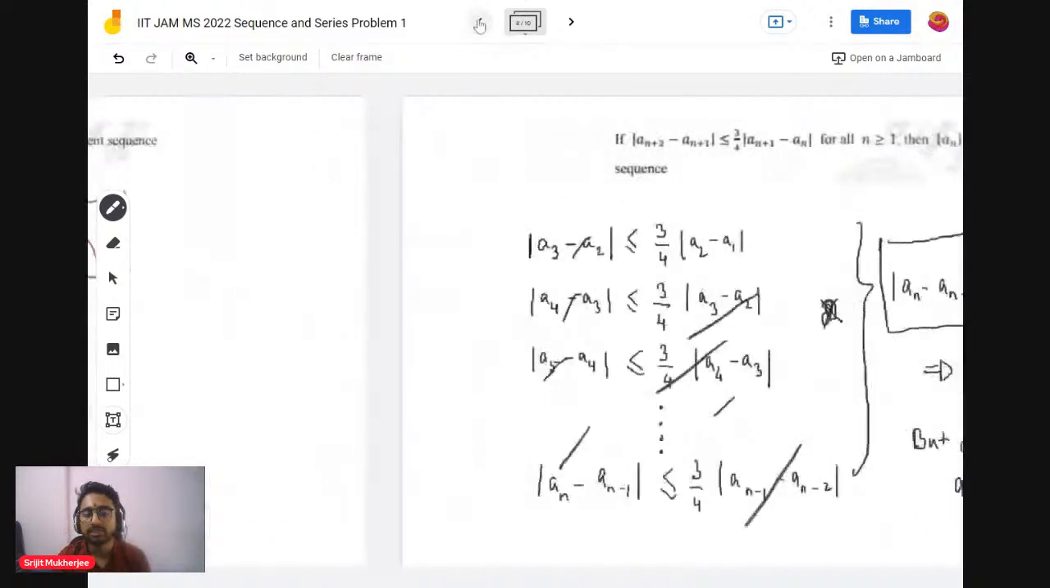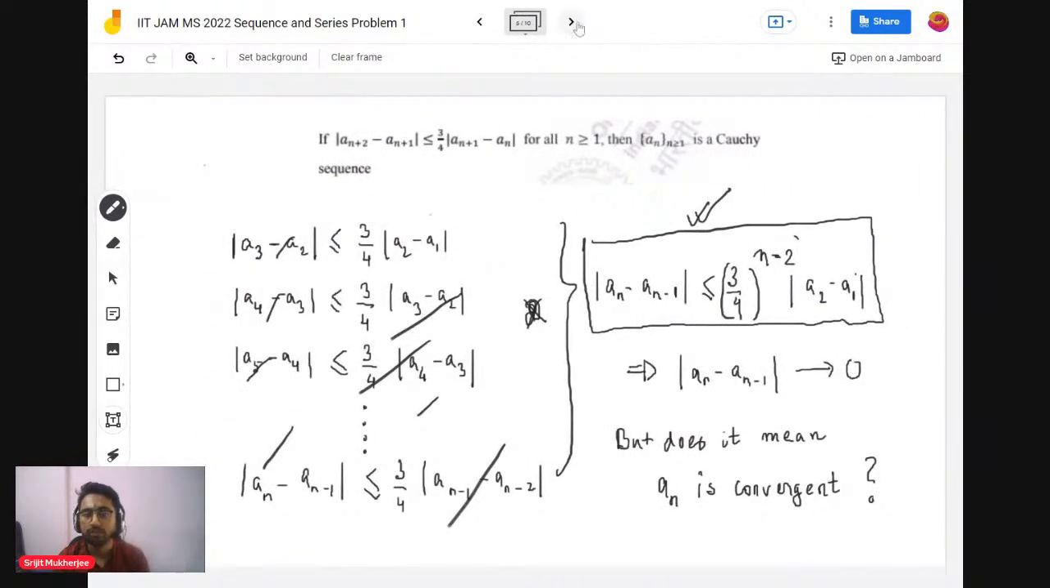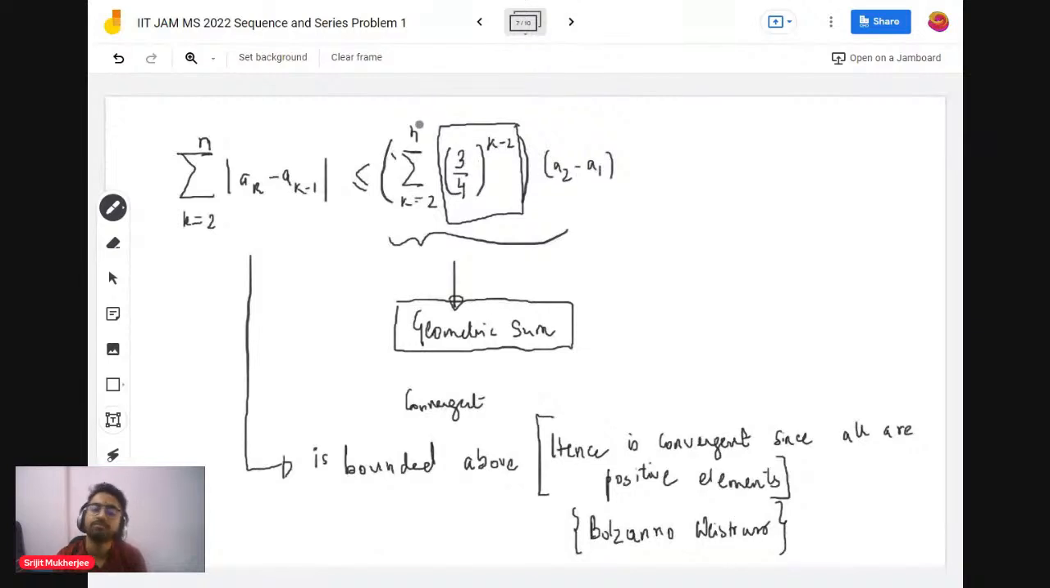Remember, if it was just 1 by n instead of this, we couldn't have said that, because it would have diverged if it was 1 by n. Since it's geometric over here, this (3/4) to the power n idea makes so much sense. It's not only that a_n minus a_{n-1} is going to 0; it's because the geometric sum form is there. That is super important, and it's being reflected over here. So since this is convergent, the series of these non-negative terms has a sum bounded by some positive constant.